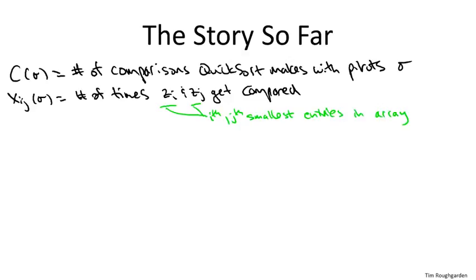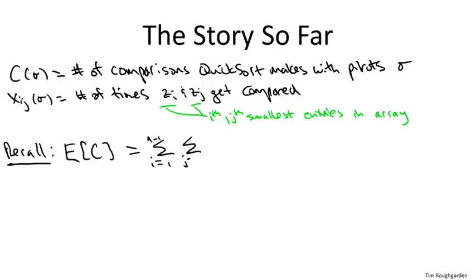Now, because every comparison involves some zi and some zj, we can express capital C as a sum over the xij's. We did that in the last video. We applied linearity of expectation. We used the fact that the xij are 0-1, that is, indicator random variables, to write the expectation of an xij just as the probability that it's equal to 1, and that gave us the following expression.